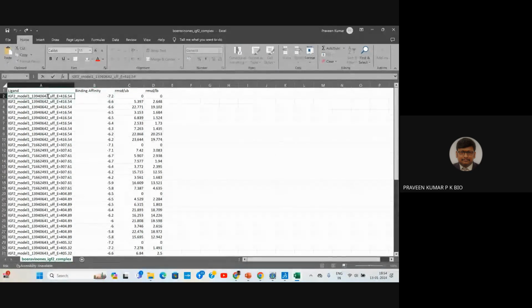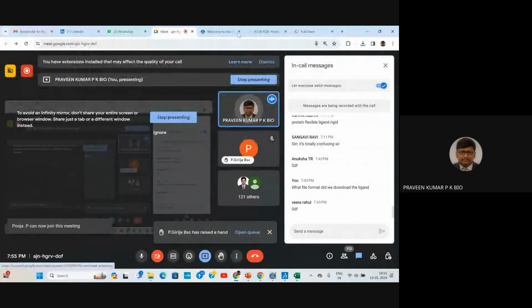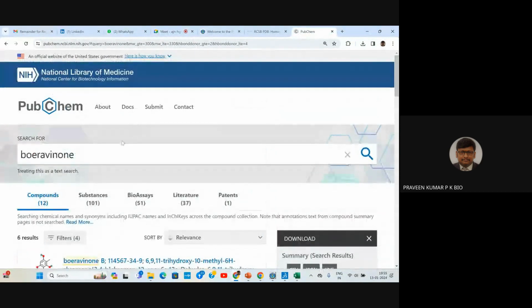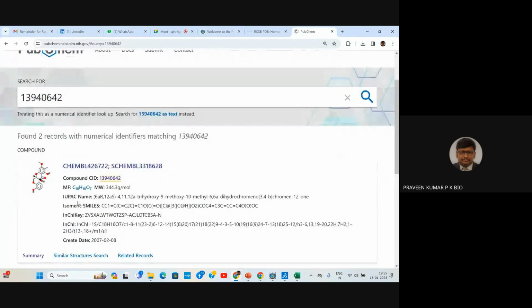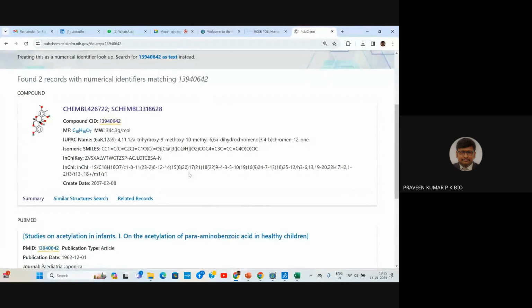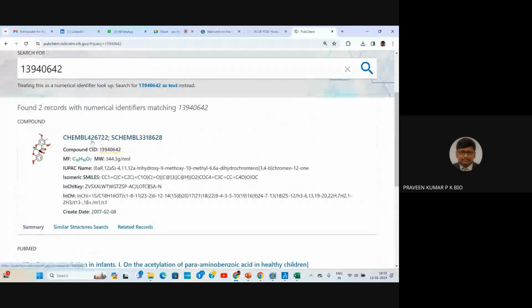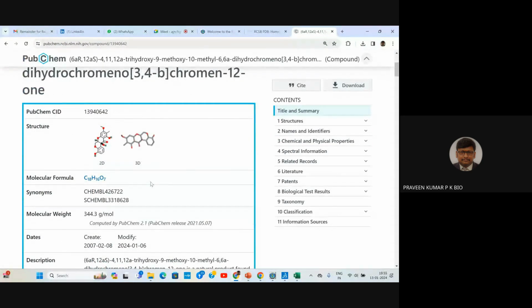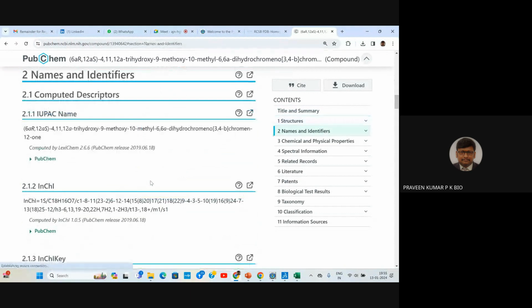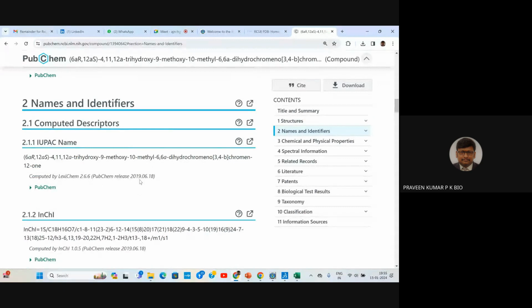And what is the PDB ID we got? 134940642. I just copied that alone. To know what is the ligand name, I'm just going to type that PubChem ID here. If I type the PubChem ID, I got this. What is the name of this compound? I'm just going to click inside and check it. It is the name of a kind of Beryllium derivative. Okay, so there is no such Beryllium specific name, but it is a kind of a Beryllium derivative.